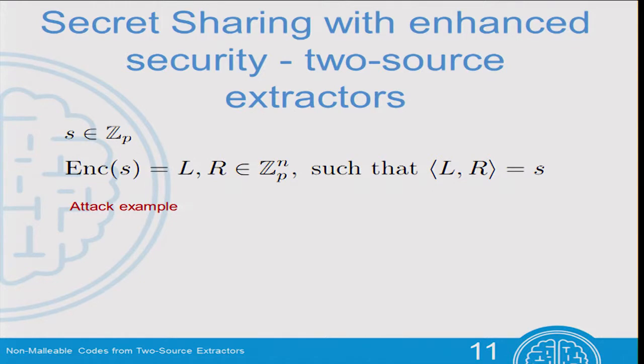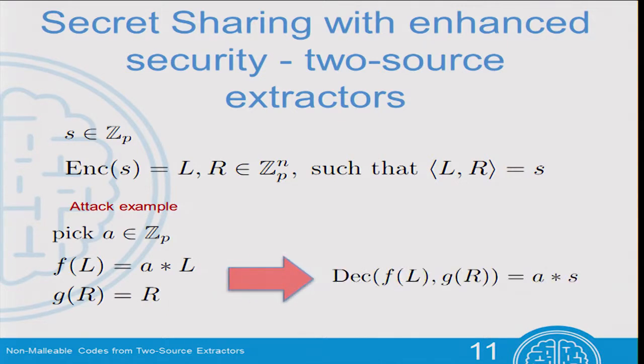There is an attack, unfortunately. We pick any non-trivial A, not equal 0, not equal 1, and we multiply L by A. What do we obtain if we try to decode this? Well, if we compute the inner product of those two, we will get A times S. And again, we changed S to A times S. So this is not a combination of identity function and constant functions. Thus, this is not non-malleable. But I said that we have to pick A which is non-trivial, so non-zero and not 1. Well, if P is equal to 2, there is no other A. So maybe it will work if P is equal to 2. Maybe it will work for a small field.